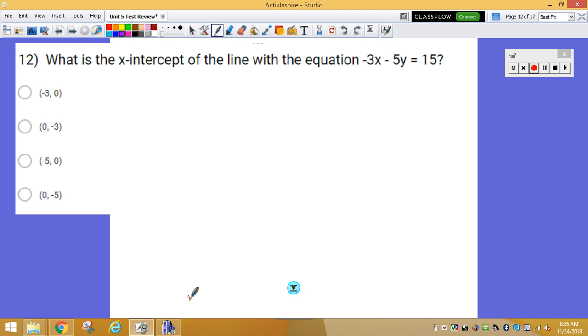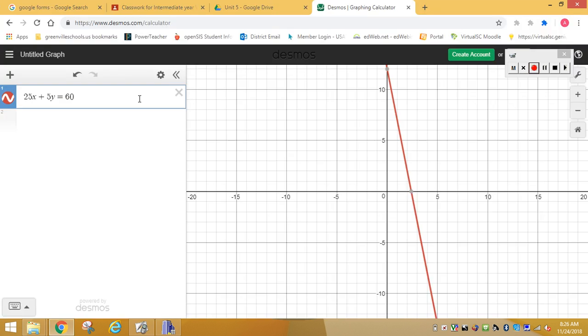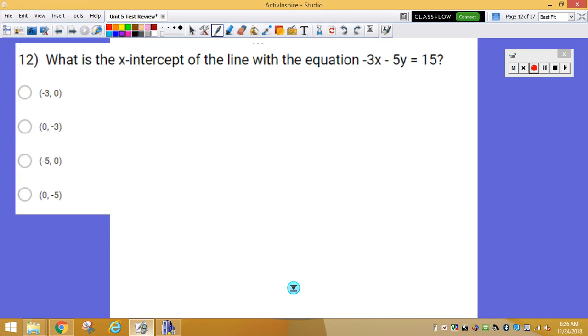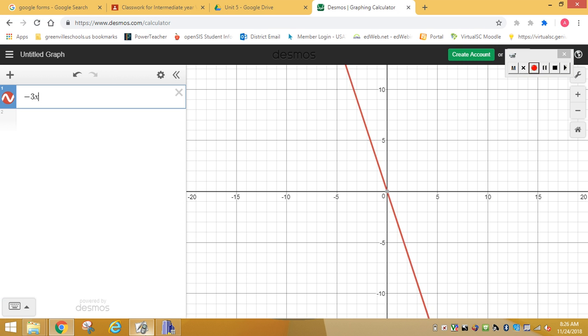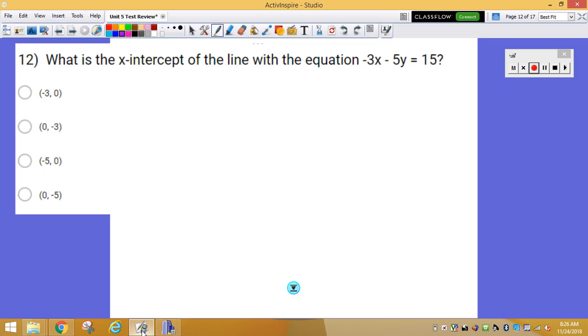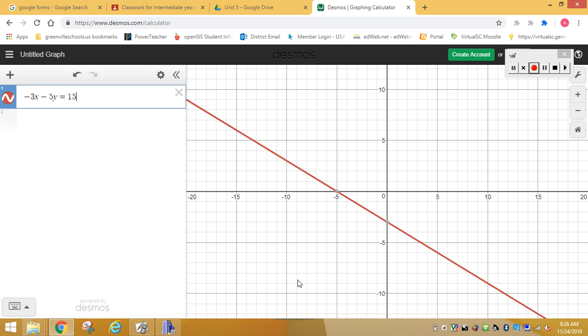Same thing here. I would use Desmos. So let's type it in. Negative 3x minus 5y equals 15. And my x-intercept is at negative 5, 0. If it had asked for y, it would have been at 0, negative 3. But negative 5 is my y-intercept.